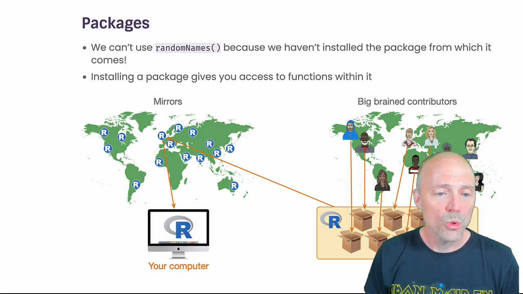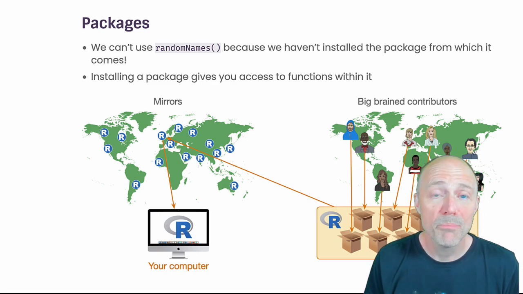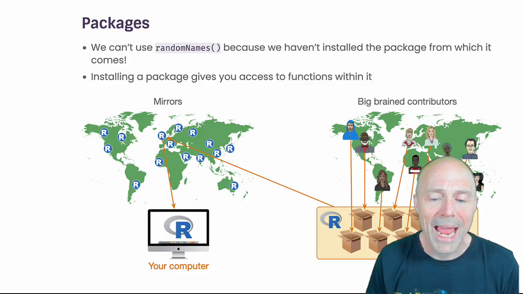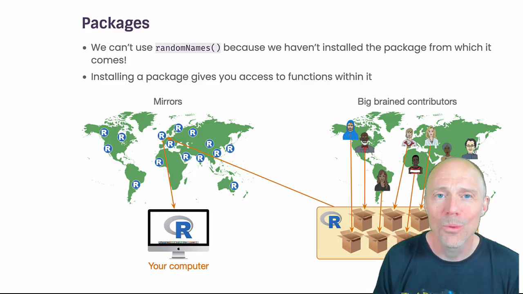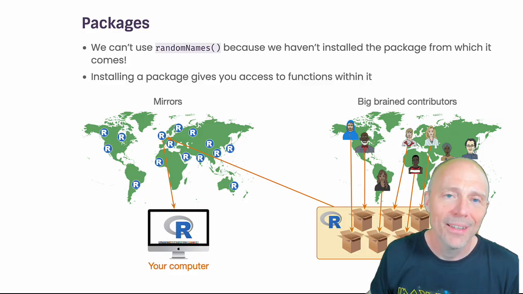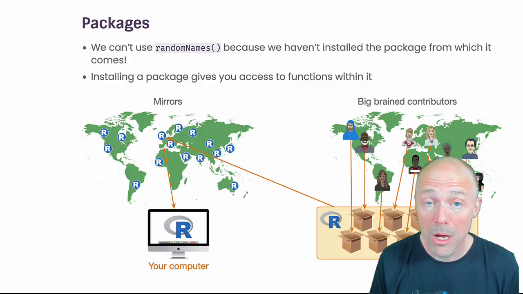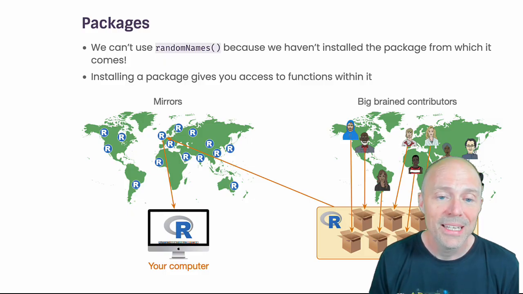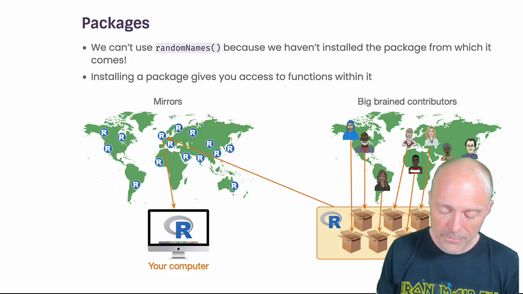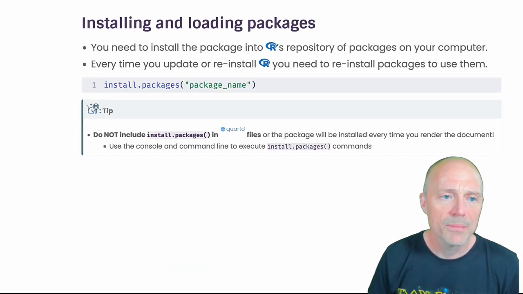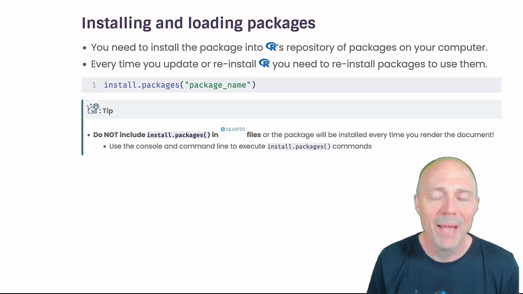And the packages are stored in a repository known as CRAN. So basically what you do is you tell R to go away, find the package you want, and to install it. Now CRAN's not the only place you find functions. You can find them on GitHub, you can find them in other places, but CRAN is the official place for them. So in the case of random names, we need to install the package that contains the function random names.